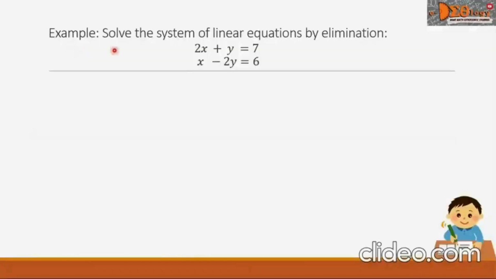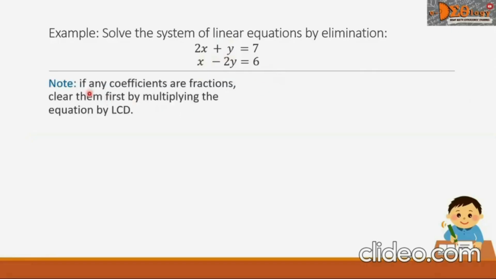An example. Solve the system of linear equations by elimination. We have the two equations. The first is 2x plus y equals 7. The second is x minus 2y equals 6.